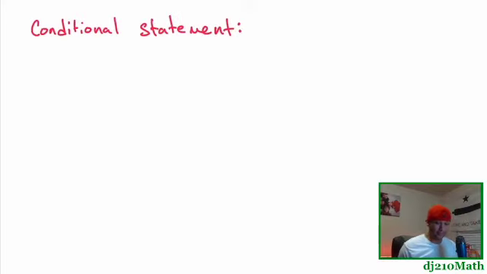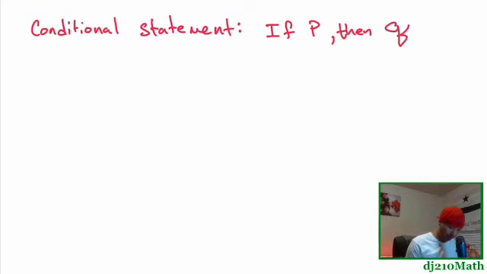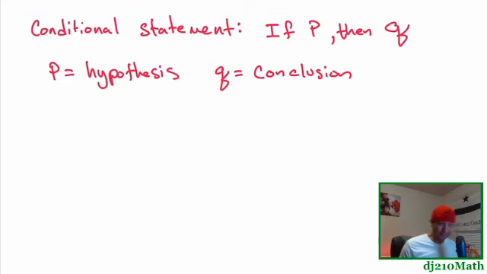All right, so let's look at some conditional statements. The basic conditional statement looks like this. If P, then Q, right? P and Q can be anything. Any statement, that is. P is typically the hypothesis, and Q is generally the conclusion. Remember that the hypothesis is always the part after the if, and the conclusion is always the part after the word then. So if P, then Q. So if hypothesis, then conclusion.